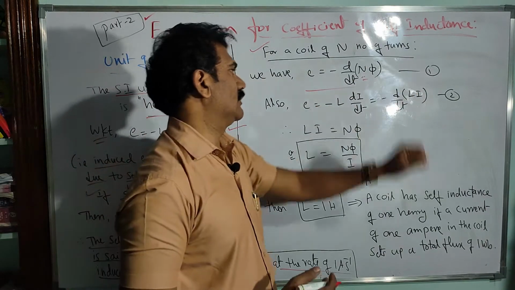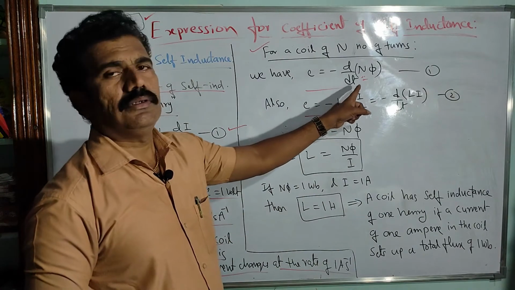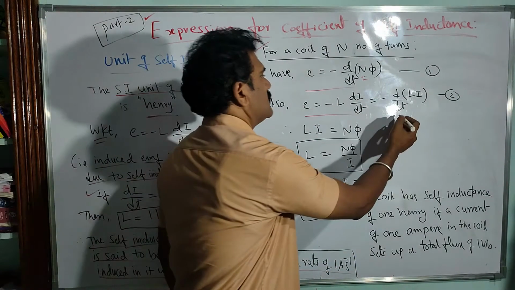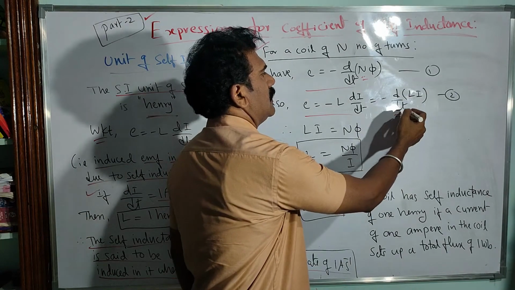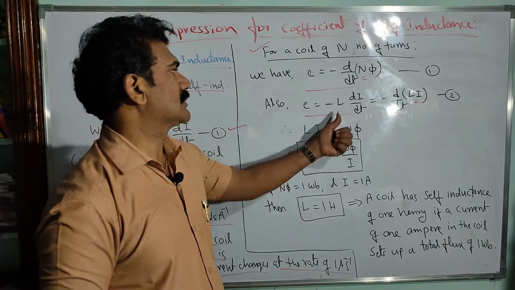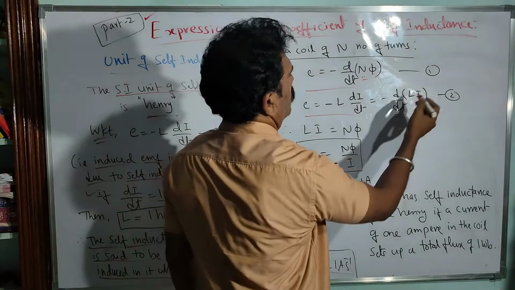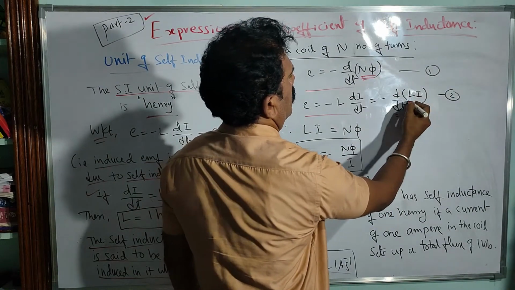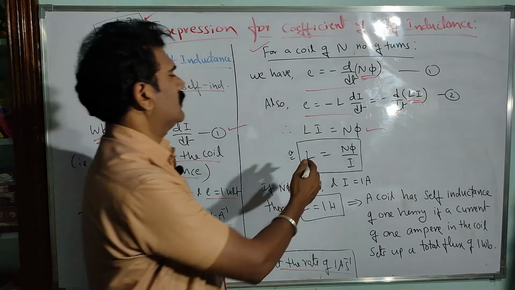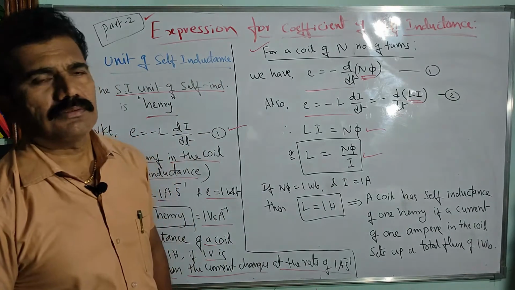That is equation 1. And also we have, according to Faraday's law, E is equal to minus L into the rate of change of current, that is di by dt. So now you write this equation as minus d by dt of L into I. You can take it inside the differentiation because L is constant here. Now compare these two equations 1 and 2. So we get n phi is equal to L into I, correct? Now in this equation, by cross multiplication, L is equal to n phi by I, isn't it?